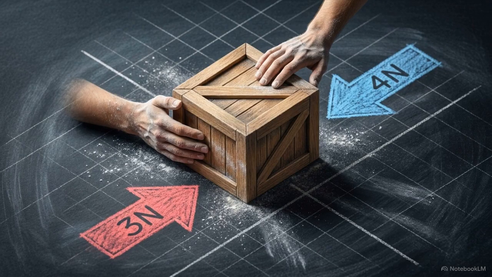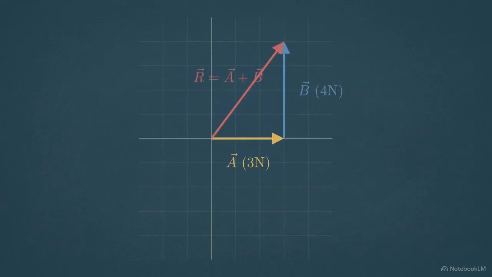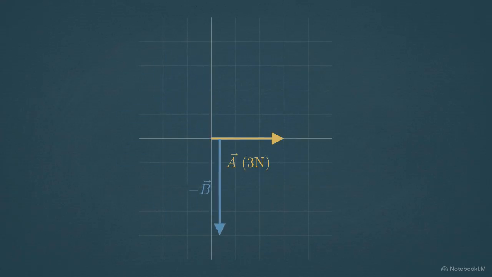Using the head-to-tail method for different angles, connect vector B's tail to vector A's tip to draw the resultant vector. To subtract vector B, simply flip its direction 180 degrees, attaching it head to tail to find the completely new resultant. To track these directions numerically, we use an XY coordinate plane anchored by unit vectors.